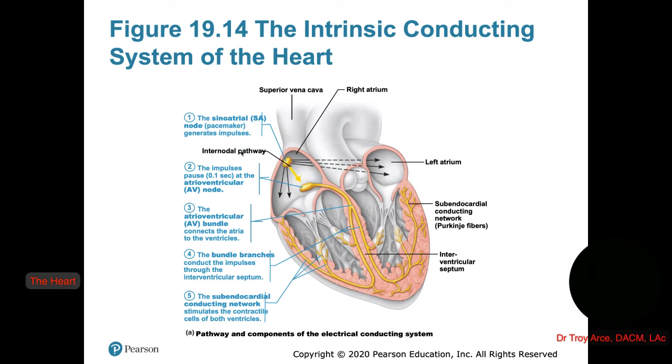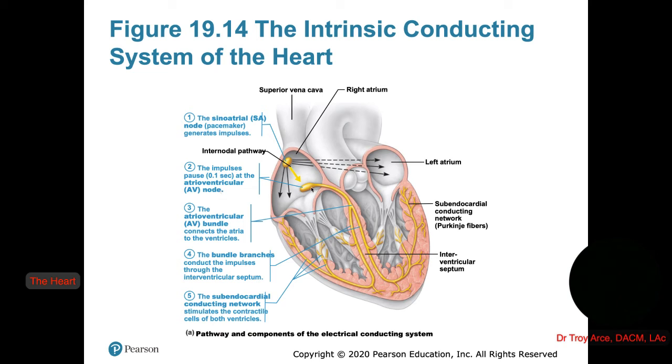So here's your SA node, starting from 1. This is the pacemaker that generates the impulses right up through here. As you can see, it's located just inferior to the superior vena cava in the right atrium, right in that tissue. After it generates those impulses, they pause 0.1 seconds at the atrioventricular node, which is right in through here.